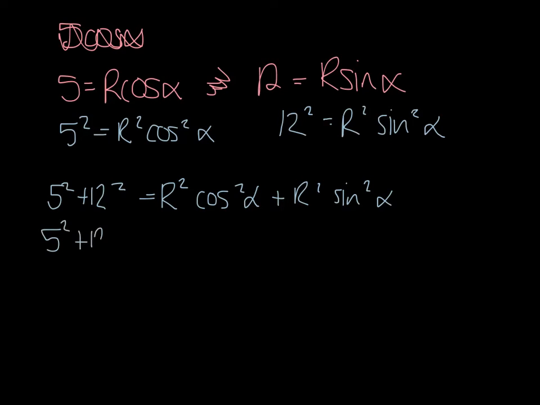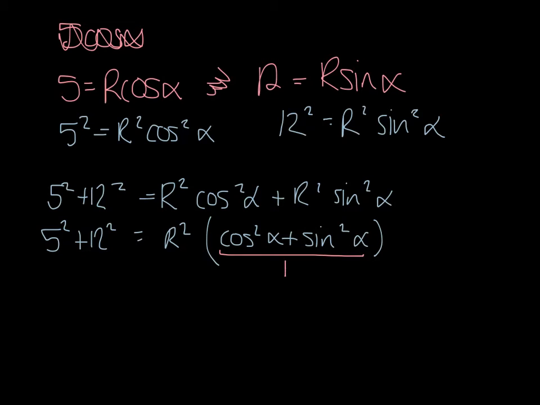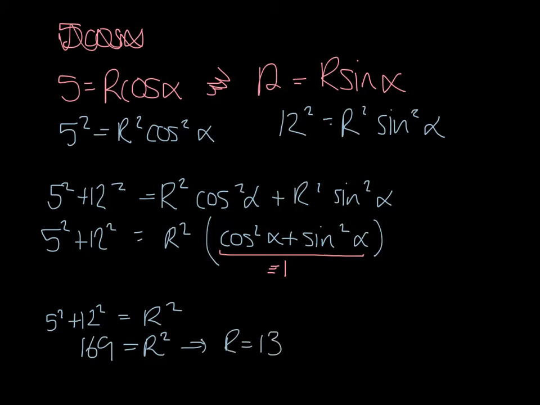So 5 squared add 12 squared is r squared. Just factorise out that r squared. That leaves me with cos squared alpha add sine squared alpha. Now, I'm hoping everyone is going, ha ha ha, I know what that is. That is one of our trig identities. That is 1. So that leaves me with 5 squared plus 12 squared equaling r squared. And so r is just the square root of that. Well, that's 169 as it's squared. And so r must be 13.